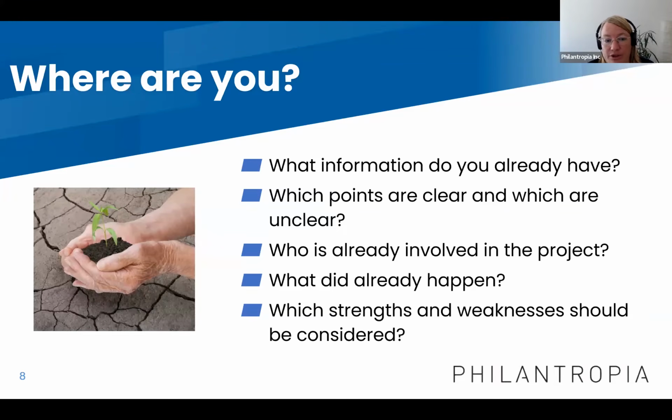So which points are clear, which are unclear? Where do you have missing information? Who's already involved in the project? If you've started already, or if you started something similar, if somebody else has worked in the area, who is already involved and who's already a part of the project, of the process? What did already happen? Maybe it's a project that is going to be based on another project that has happened already. Maybe there has been another initiative working in this field. Maybe something small has already happened.